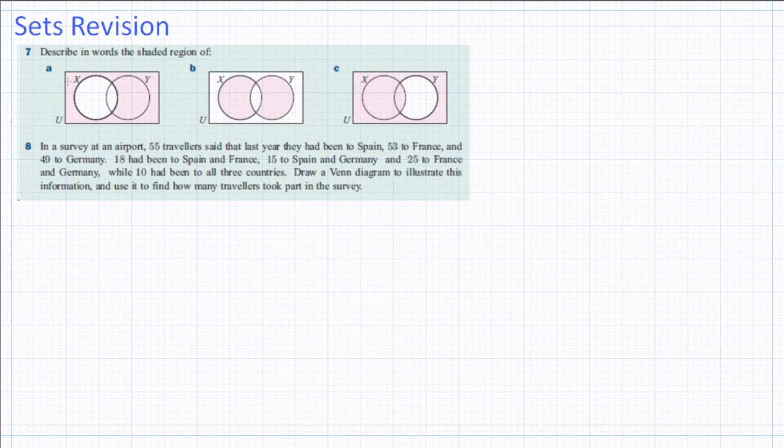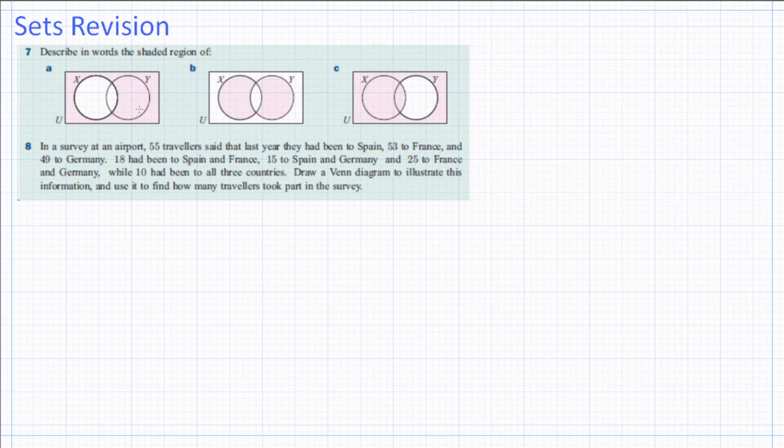Looking at the first one again, you can always pause the video and try the questions yourself. That's what I would suggest, in fact, and then you can check your answers. But let's look at this. So the first one here, what is actually colored? What's shaded here is everything which is outside of my set X.